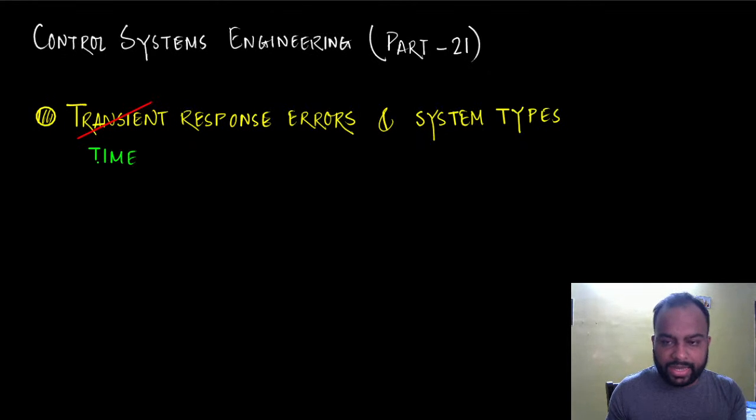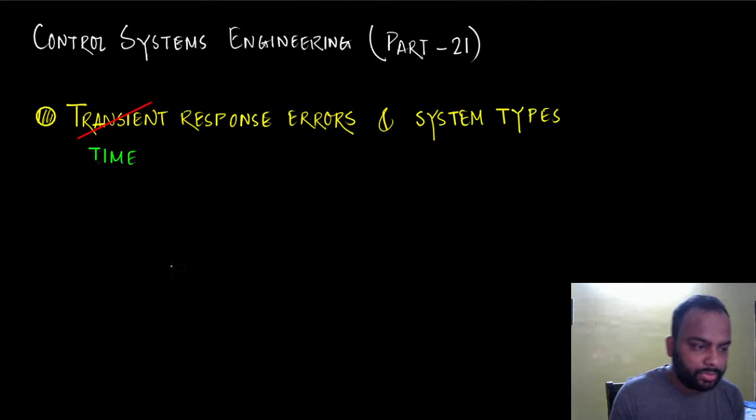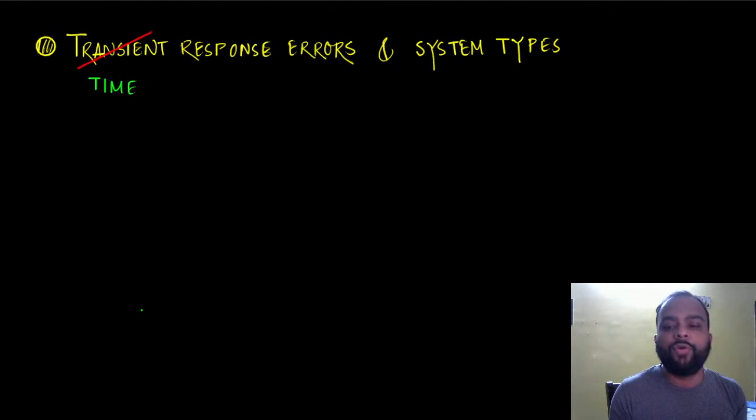But I named the topic transient response errors simply because this is the name you're going to find in many books. Really, transient response is not the response only during the transients, but also includes the steady states and everything, essentially the time response, right? Now, before I can talk about errors, we shall have to go back to the very first class we ever had.